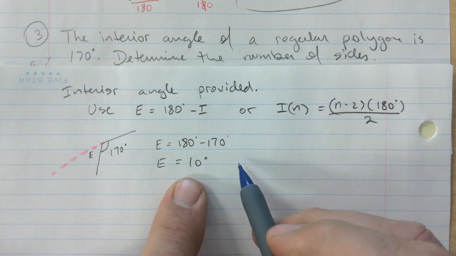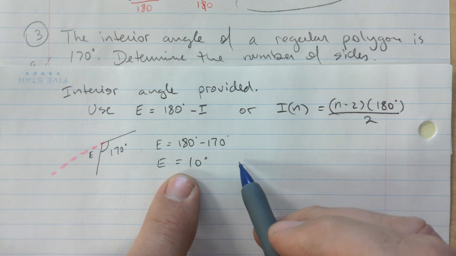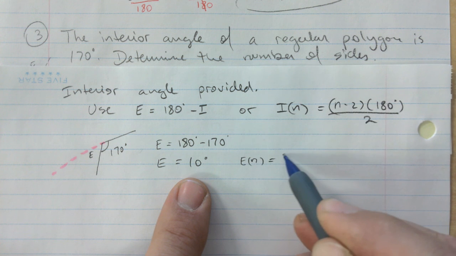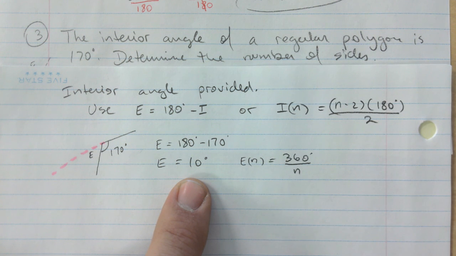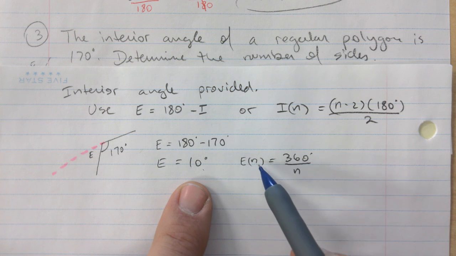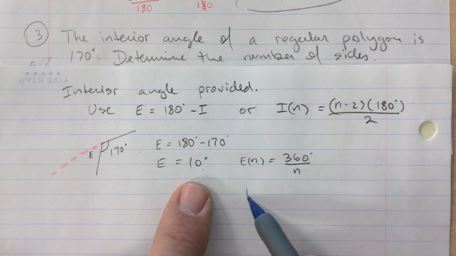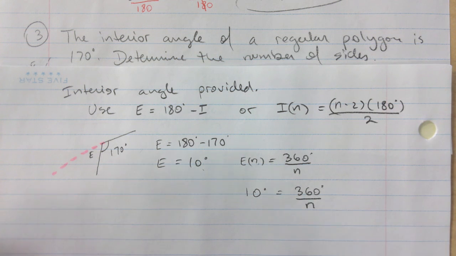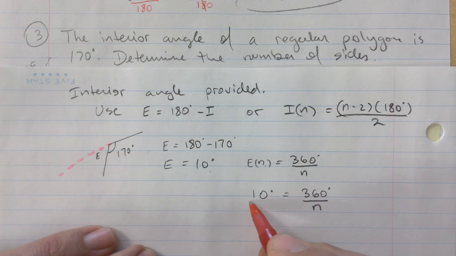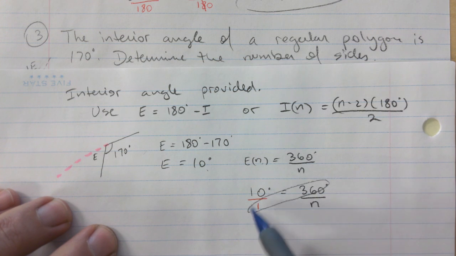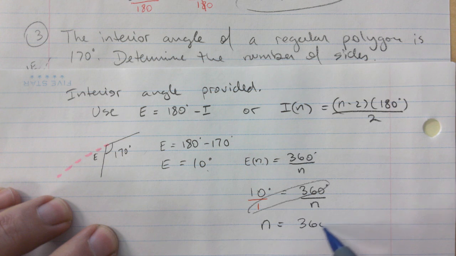But Mr. Dirksen, they're not asking for the exterior. They're asking us for the number of sides, correct? What's the formula for exterior angle? It's this. So we use the interior to come up with the exterior, and the exterior can be substituted into this formula here. So 10 degrees is equal to 360 over n. I don't know if I showed you the secret yet, but I'm going to show it to you. There's a little trick. Okay, one second. It's 360 times 1 divided by 10. That's how you solve a proportion like this. 360 divided by 10. So this has 36 sides.